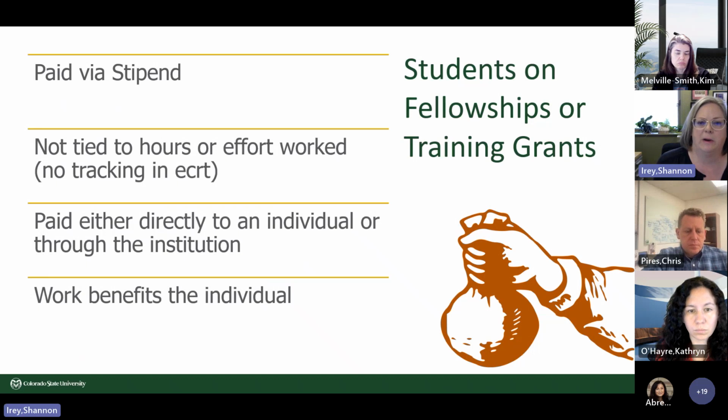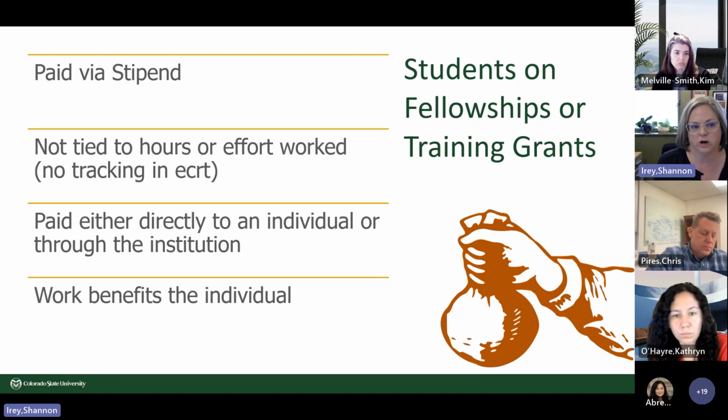So then we're going to talk about fellows and trainees, students that are on fellowships and traineeships. Fellowship and trainee students are paid via a stipend. Their work hours are not tied to the effort that they put into their project. They're not tracked in eCert. They're sometimes paid directly to the individual. So sometimes the institution doesn't even see the funds for the stipends that come in. But sometimes those are paid directly to the institution, and then we do pay those out still on a 5-3 account.